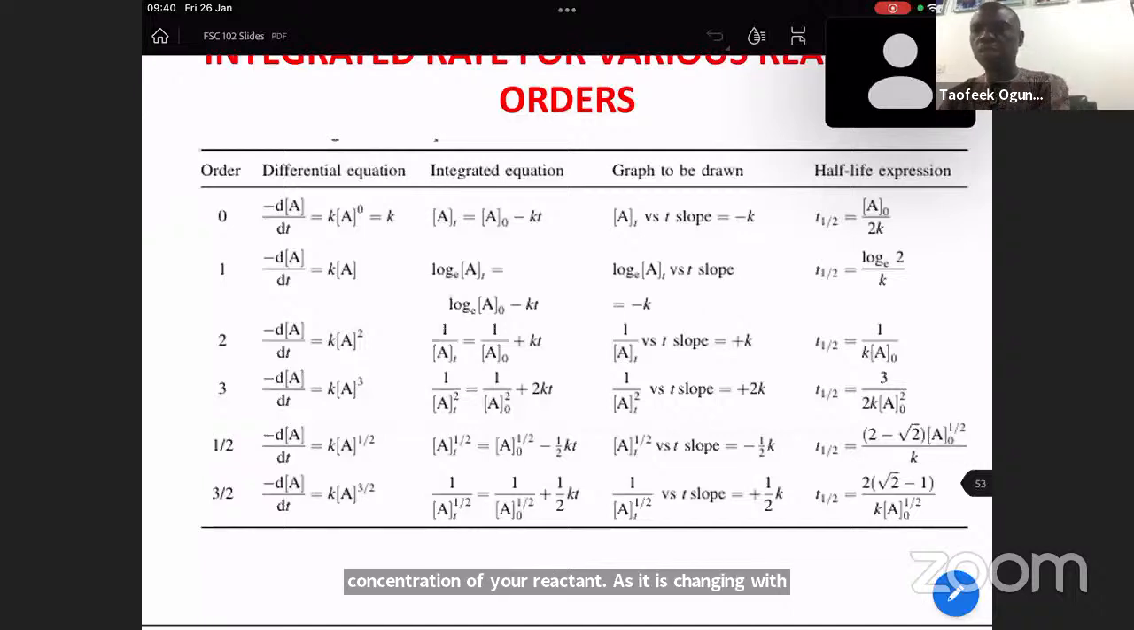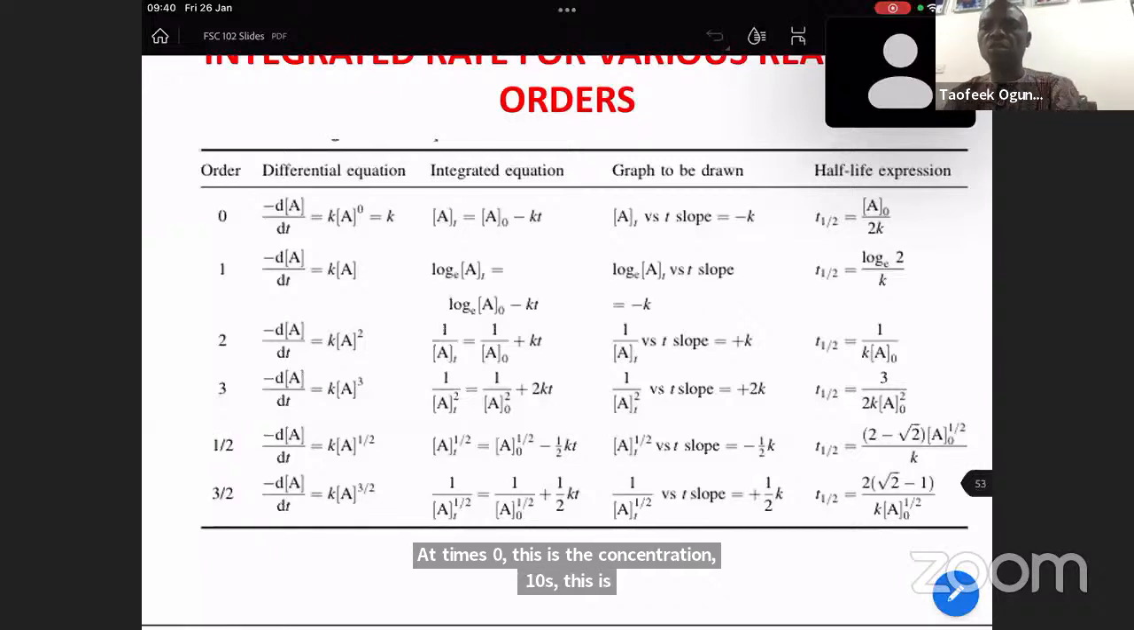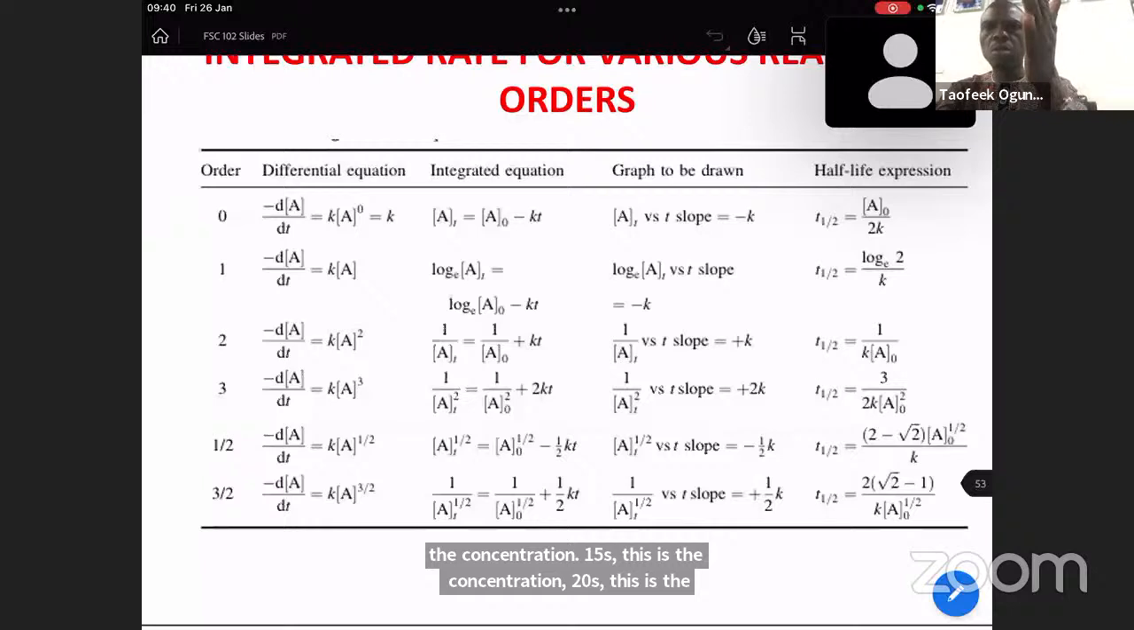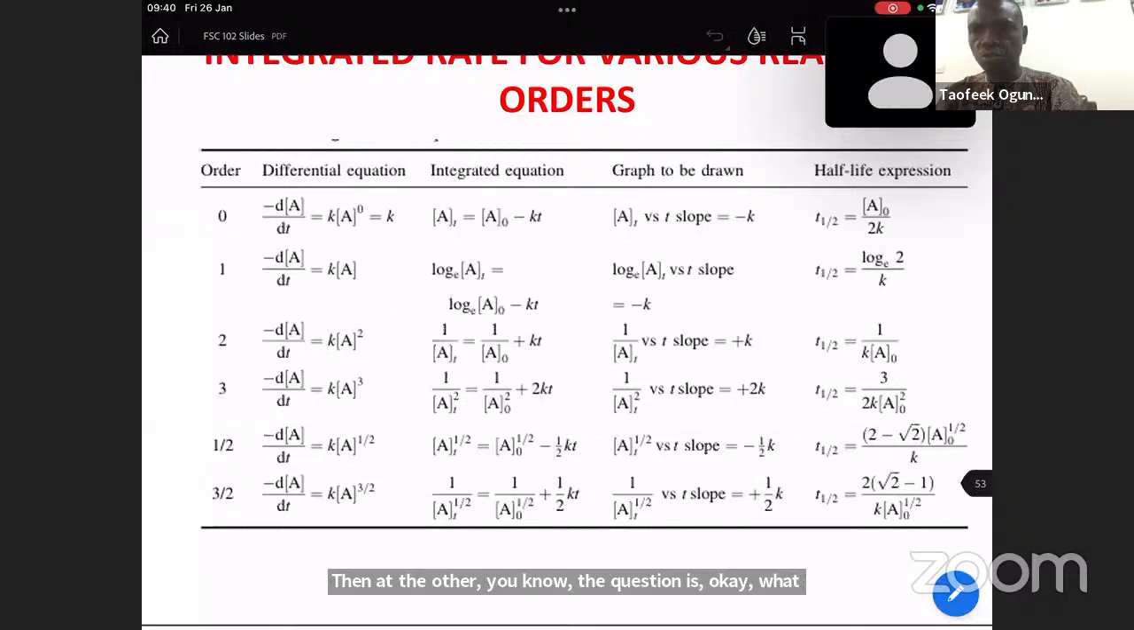At time 0, this is the concentration. 10 seconds, this is the concentration. 15 seconds, this is the concentration. 20 seconds, this is the concentration. Then at the end of the day, the question is, okay, what order of reaction is this? These are the equations that you can actually use to check.